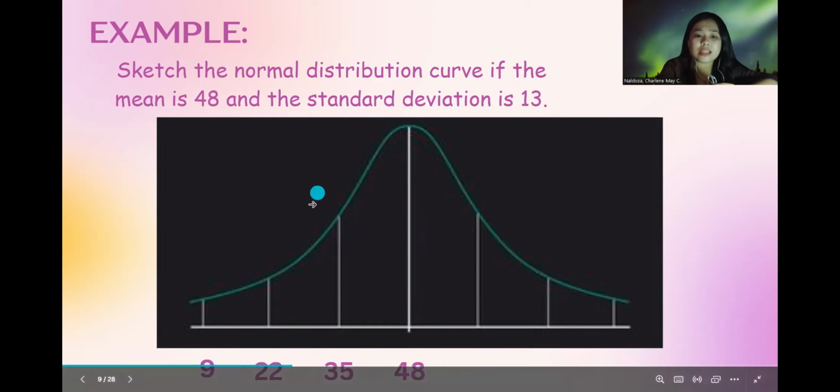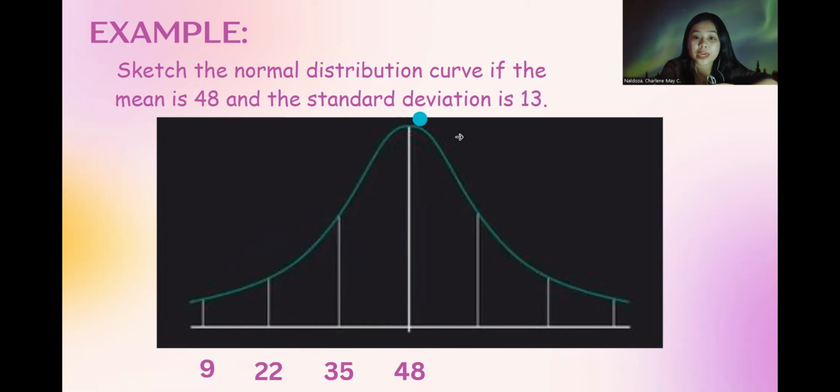So on the left side, we subtract the standard deviation, and on the opposite side, we are going to add the standard deviation. So it's going like this. 48 plus 13 is 61. Then 61 plus 13 is 74. And 74 plus 13 is 87.